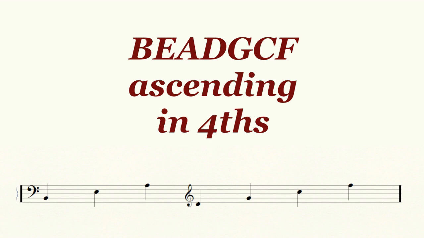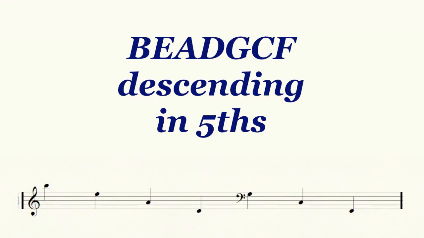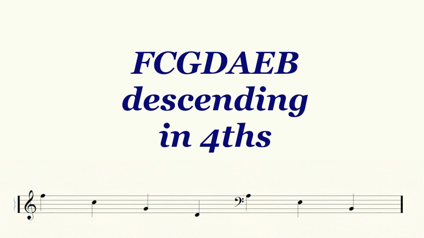Then you want to play these letters on the piano. You can always go up and up. B, E, A, D, G, C, F sounds like this going up. F, C, G, D, A, E, B sounds like this going up. Then you can always go down and down. B, E, A, D, G, C, F sounds like this going down. F, C, G, D, A, E, B sounds like this going down.